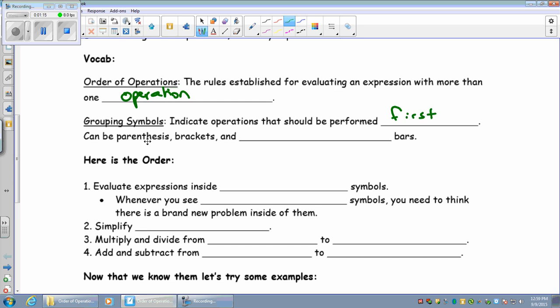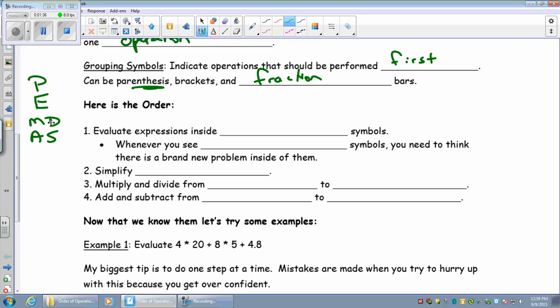Now, typically you guys hear parentheses. Usually when you hear order of operations, you think of please, excuse, my dear Aunt Sally. But it's not just parentheses, especially this year. We're also going to use brackets, fraction bars, and there's some other ones as well. The first one, instead of just parentheses, we're going to say grouping symbols. So, like I said, parentheses, brackets, fraction bars, square roots, things like that.